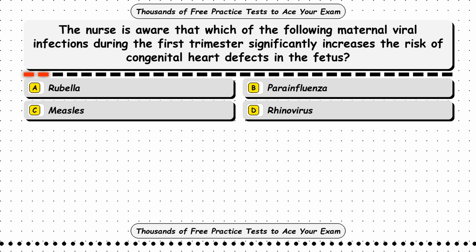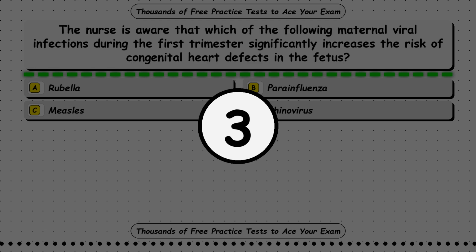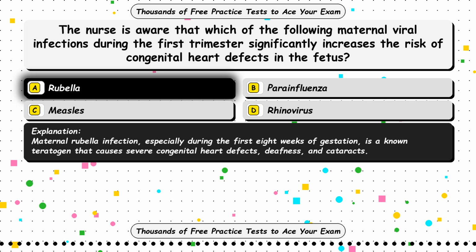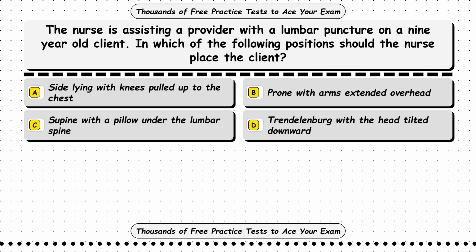Question 104. The nurse is aware that which of the following maternal viral infections during the first trimester significantly increases the risk of congenital heart defects in the fetus. Option A, rubella. Option B, parainfluenza. Option C, measles. Option D, rhinovirus. The correct answer is option A, rubella. Maternal rubella infection, especially during the first 8 weeks of gestation, is a known teratogen that causes severe congenital heart defects, deafness, and cataracts.